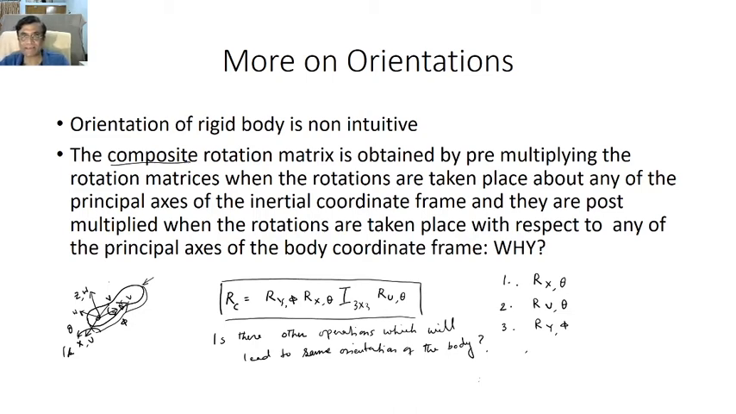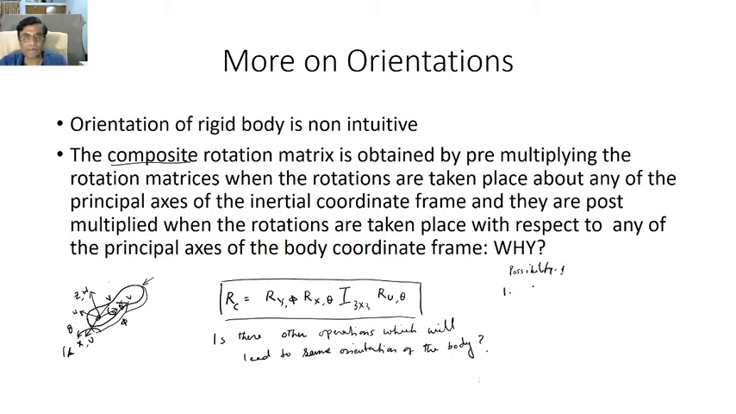Okay, you see, this is your composite rotation matrix. I can now show you there are several other operations or orientations the body can undergo, which will lead to the same composite rotation matrix. Tell me one possibility. Possibility one.